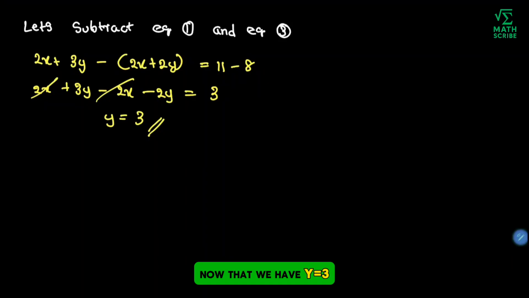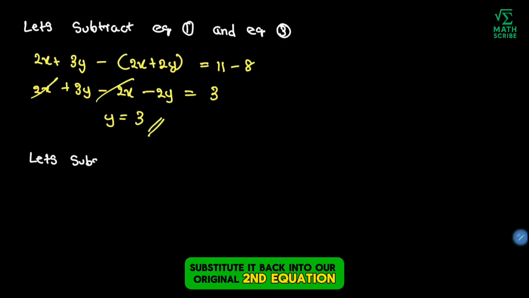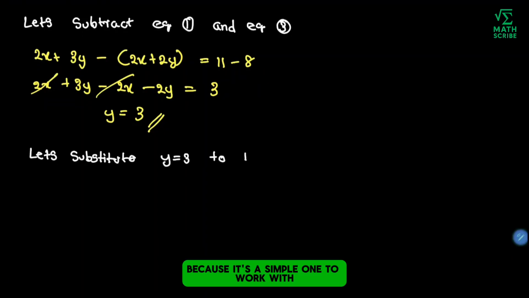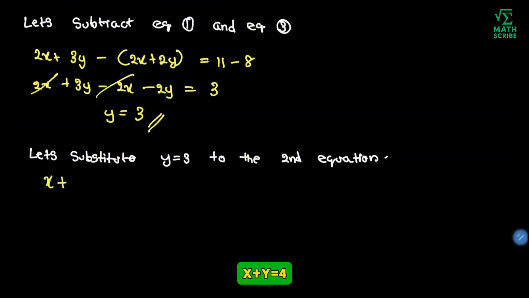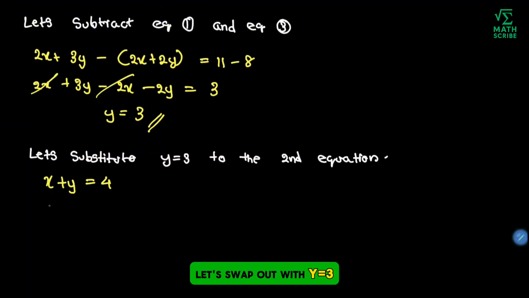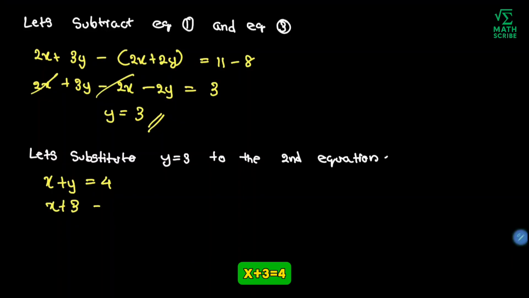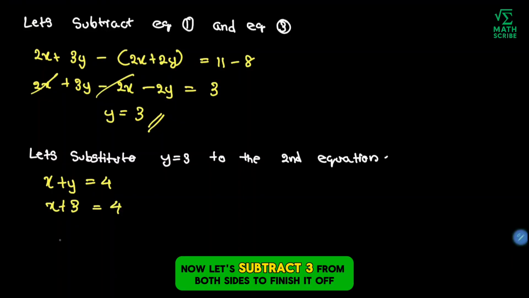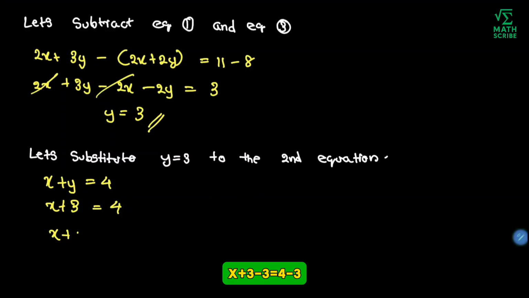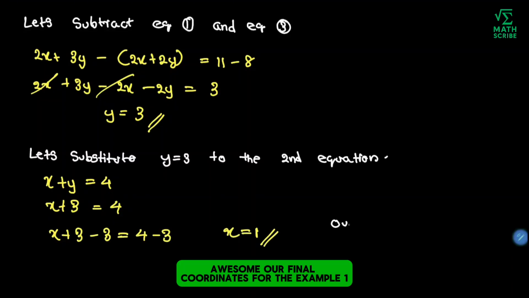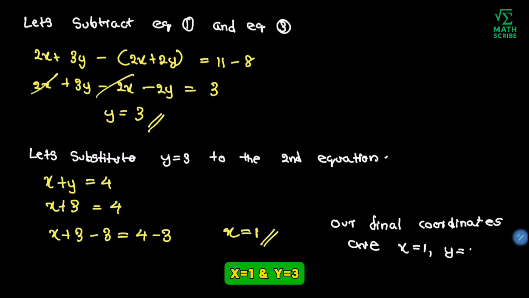Now that we have y equals 3, let's substitute it back into our original second equation because it's the simplest one to work with. Our second equation is x plus y equals 4. Let's swap out y with 3. X plus 3 equals 4. Now let's subtract 3 from both sides to finish it off. X plus 3 minus 3 equals 4 minus 3. So we get x equals 1. Awesome. Our final coordinates for example 1 are x equals 1 and y equals 3.